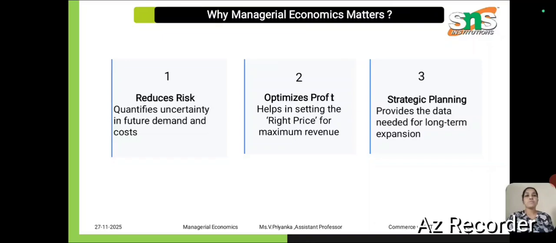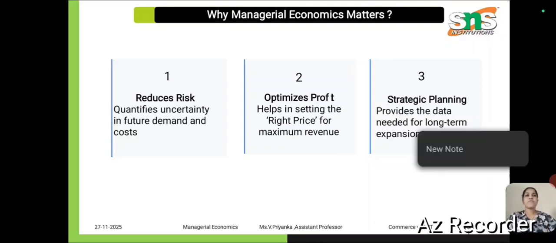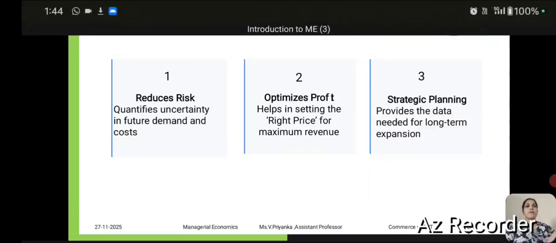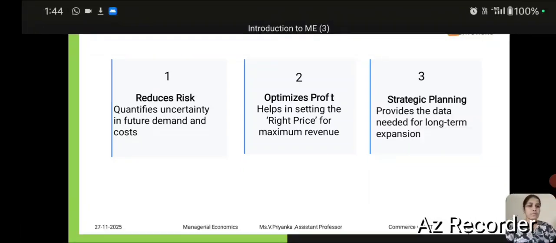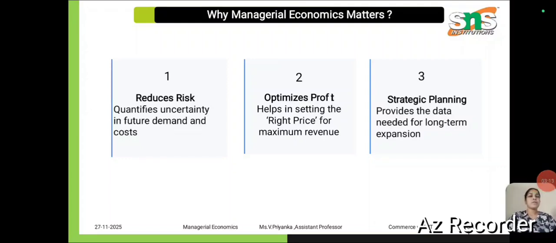Another important aspect of managerial economics is resource allocation. Since resources like money, labor, and raw materials are limited, managers must use them carefully. Managerial economics helps in maximizing output with minimum cost, which is the main goal of every business. It also helps in pricing decisions. Pricing a product is very important because it affects demand, revenue, and profit. By understanding market structure and consumer behavior, managers can fix the right price for their products.